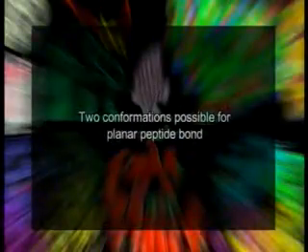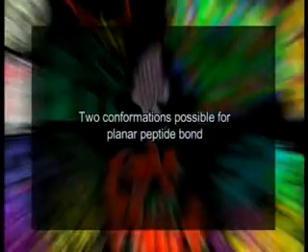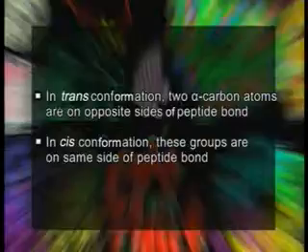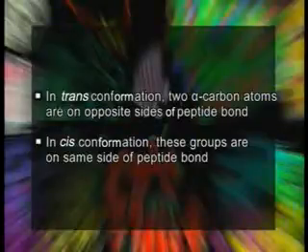Two conformations are possible for a planar peptide bond. In the trans conformation, the 2 alpha carbon atoms are on opposite sides of the peptide bond, while in the cis conformation, these groups are on the same side of the peptide bond. Almost all peptide bonds in proteins are trans.